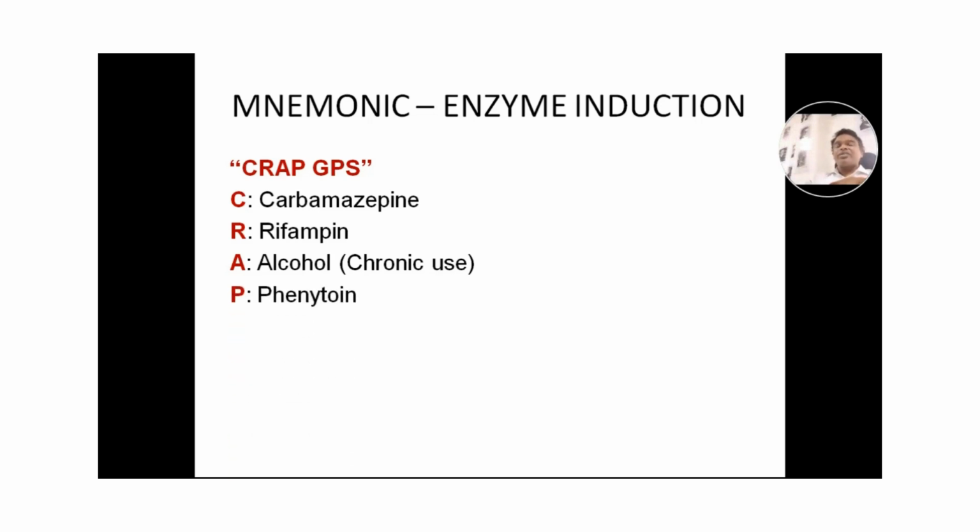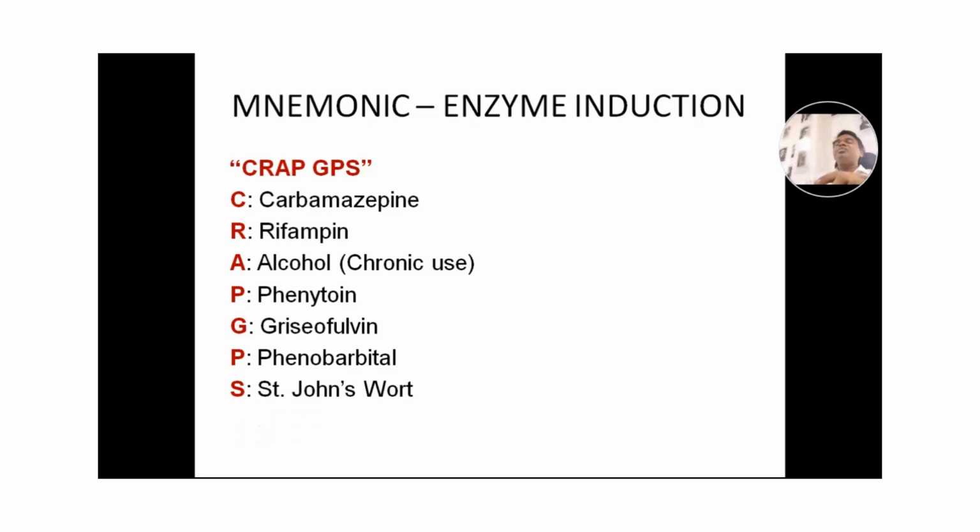P for phenytoin, which is an anticonvulsant drug. It also causes enzyme induction. And G for griseofulvin, which causes enzyme induction. And P for phenobarbital, which comes under the sedative and hypnotic group, the barbiturate group of drugs. And S for St. John's wort, a herb obtained from flowers, which is used in the treatment of depression.